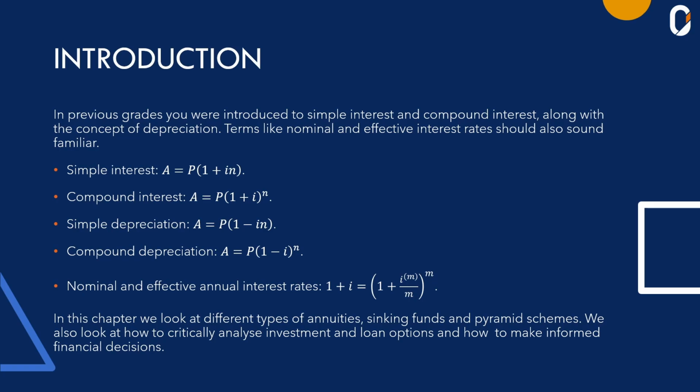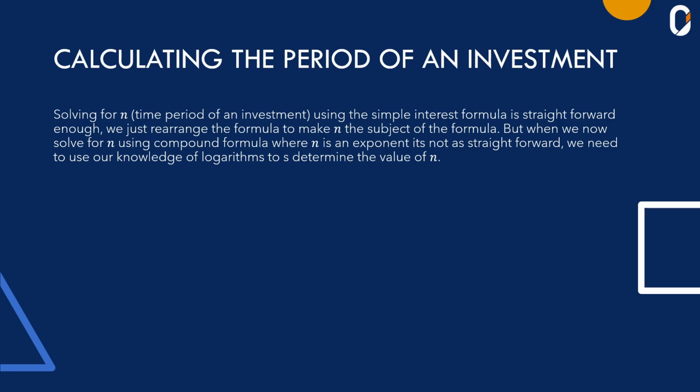We also look at how to critically analyze investment and loan options and how to make informed financial decisions. Calculating the period of an investment. Solving for n, or the time period of an investment, using the simple interest formula is straightforward enough. We just rearrange the formula to make n the subject of the formula. But when we now try to solve for n using the compound formula, where n is an exponent, it's not as straightforward. We need to use our knowledge of logarithms to determine the value of n.